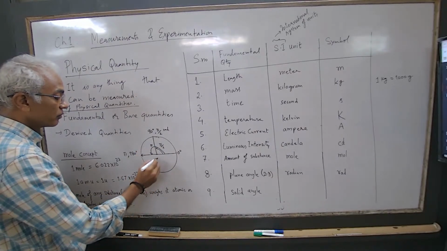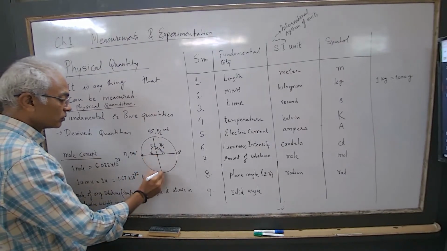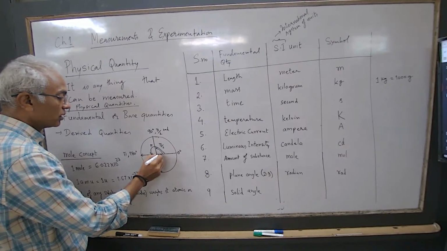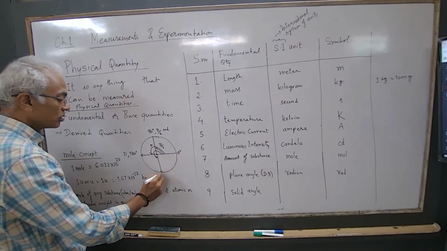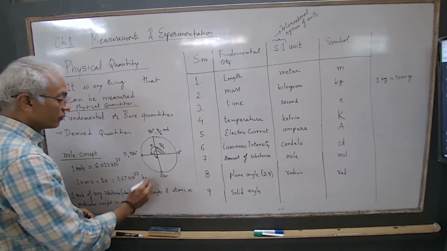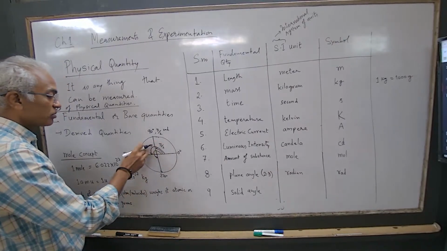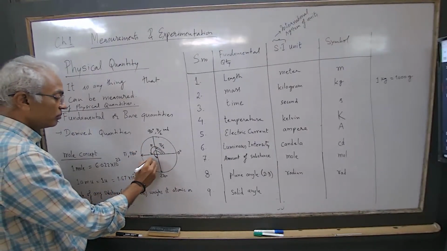Right? Then this angle is how much? This is 270 degree. And this will be pi by 2 plus pi by 2 plus pi by 2. So this is 3 pi by 2.